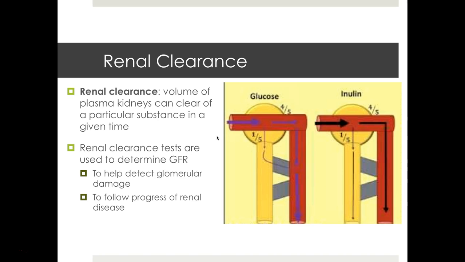If we have reabsorption taking place, this is decreasing our renal clearance. If we're having a lot of secretion taking place, this is increasing our renal clearance. And I have this image of glucose and inulin over here because these are different types of substances that we can check in renal clearance. With our glucose, we want 100% of that glucose to be reabsorbed back into our blood. Inulin is a plant polysaccharide, and that one should not be reabsorbed nor secreted.